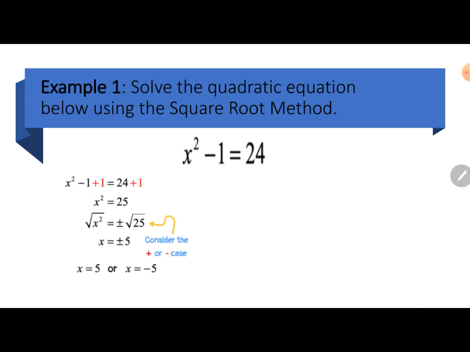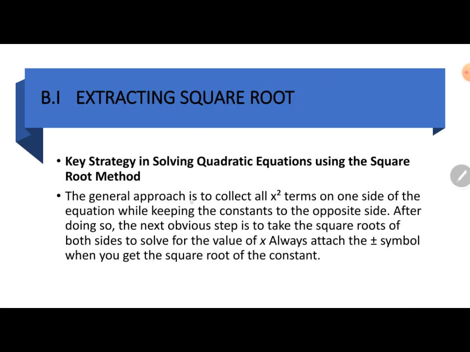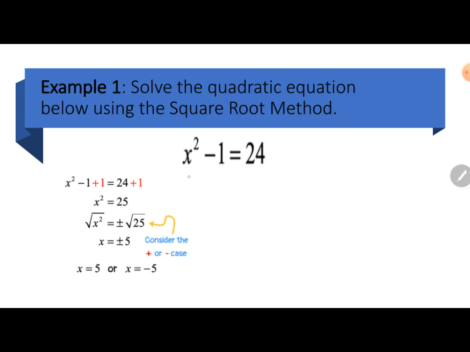Now, here we have our example number 1. As you can see, we have x squared minus 1 equals 24. Now, as the definition states, or our key concepts there, in the first it stated that we approach by collecting all the x terms. So, we're going to have this x squared remain, and this negative 1, we're going to transform that 1 into the right side.